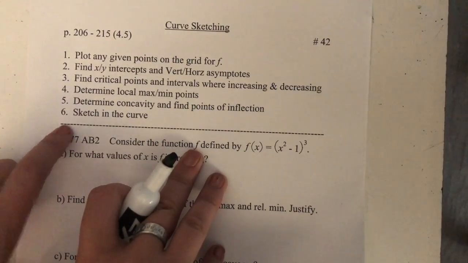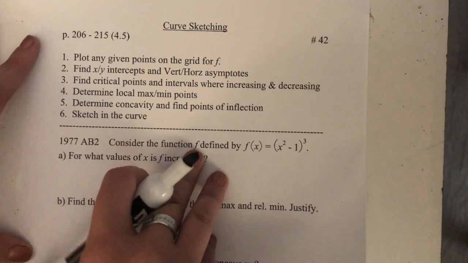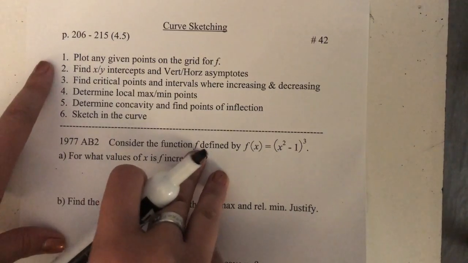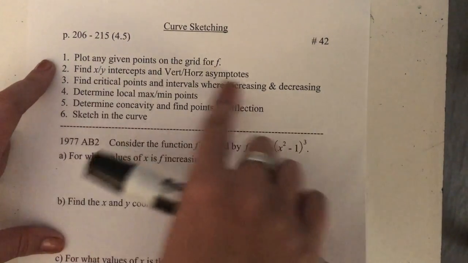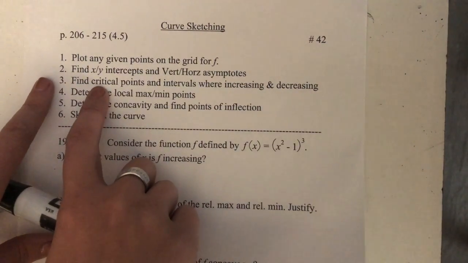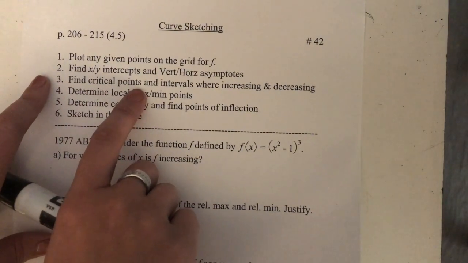Go through your checklist every time. Eventually, this will become ingrained in your memory, and you won't need your checklist. But for now, first we plot any given points. Okay, always start with your givens. Then we find x and y intercepts and vertical and horizontal asymptotes. That's going back to Algebra 1, Algebra 2. Okay, find critical points. What are our critical points? Remember, those are where our first derivative equals 0.